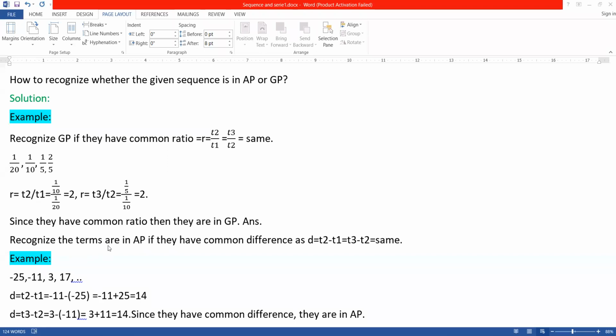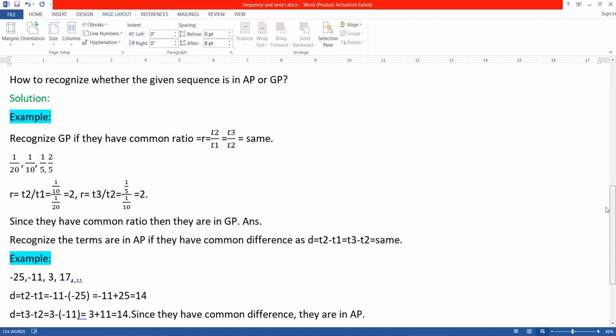Now recognize whether the terms are in AP. The terms are in AP if they have a common difference. Common difference is represented by D, like R for ratio, D for difference. So T2 minus T1 equals T3 minus T2. It should have the same value. Now let's see.